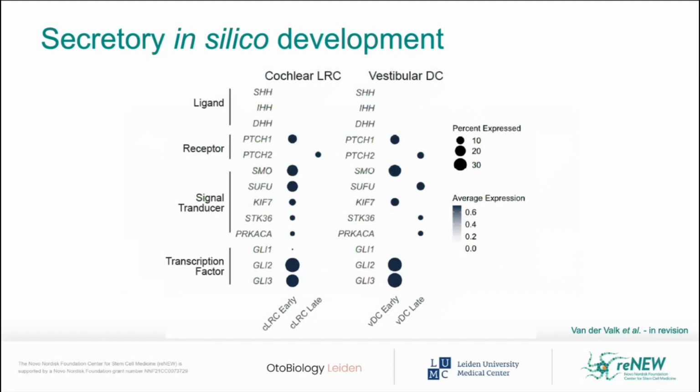We can look at all the different genes that are known to play a role in this signaling pathway, but for now, I just want to focus on the effectors. These are the different GLIs. GLI1 is known as a major activator of this pathway, and GLI3 is known as a major repressor of this pathway. If you look at this, you can see more expression of GLI3 compared to GLI1 in both the early state of the lateral roof cells and also the early state of the dark cells. So that means that probably hedgehog signaling is repressed during this really early development.